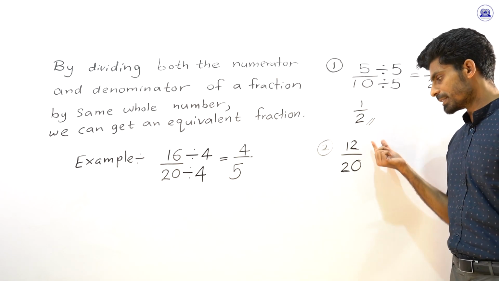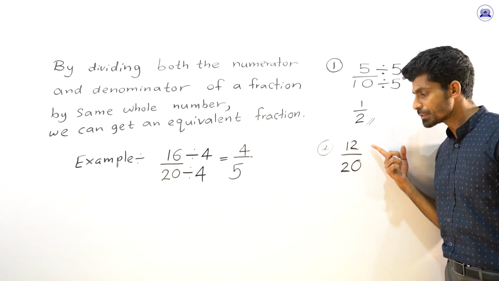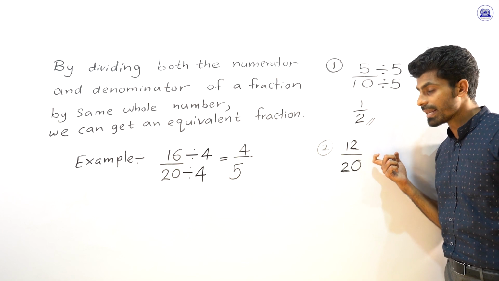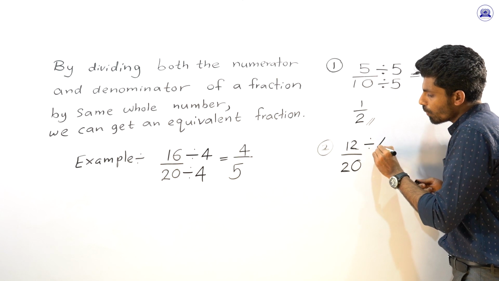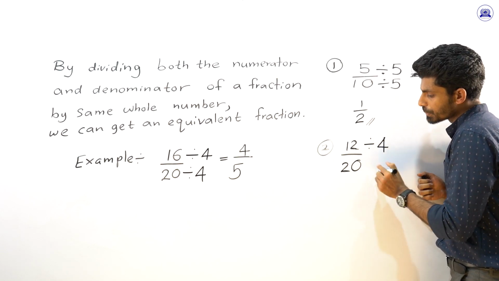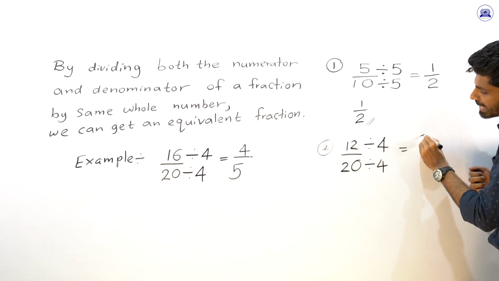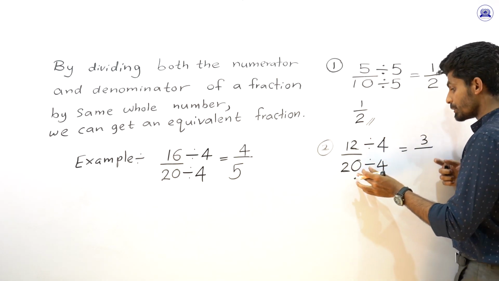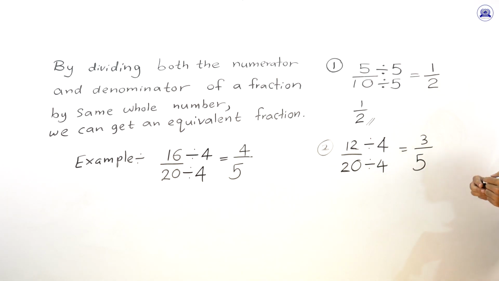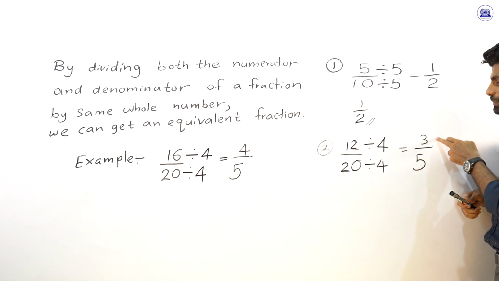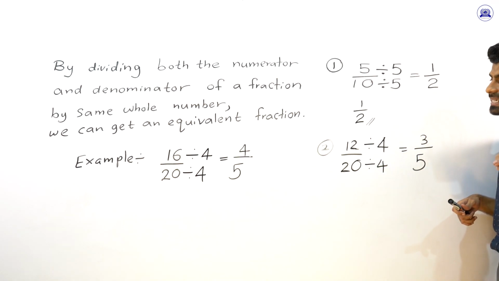Look at the second example, 12 over 20. Just think, Lamai. There are two numbers together, 12 and 20, right? 12, so you can divide by 4, and the 20 also you can divide by 4. 12 divided by 4, what is the answer, my dear students? 4. And 20 divided by 4, what is the answer? 5. So you can create an equivalent fraction. 3 over 5 is equivalent to 12 over 20.